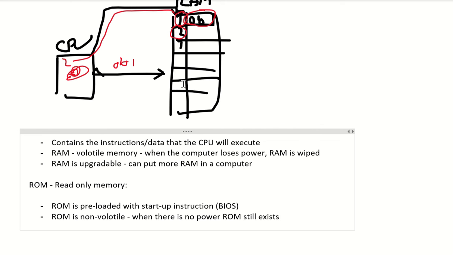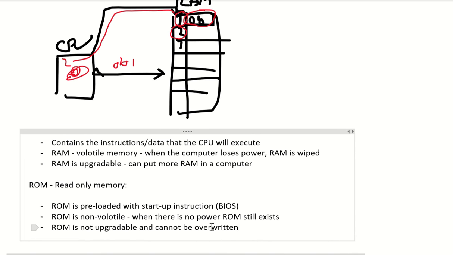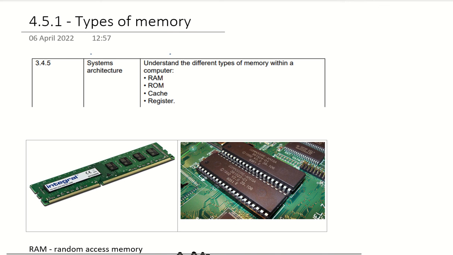So ROM is non-volatile, and it's also not upgradable and cannot be overwritten. Okay, so for most users of a computer system, they will not be able to access ROM or change it or alter it, and you can't upgrade it. You're given a certain amount of ROM in your PC, and that's all you need to use. Okay, you don't need to add anything to it. Obviously, in reality, you can overwrite ROM if you really want to, but for most users, they won't go anywhere near it. It's just the startup instructions. So that's ROM.